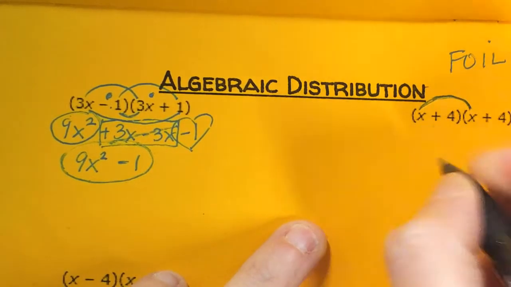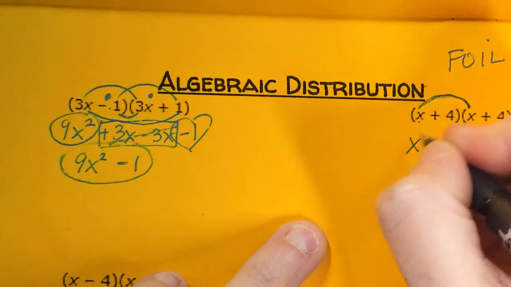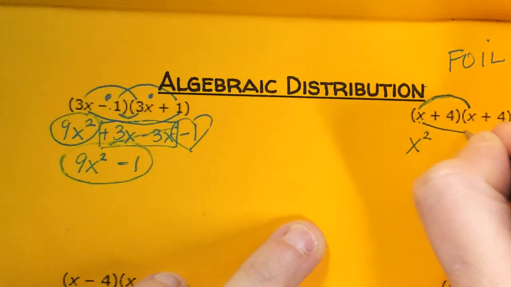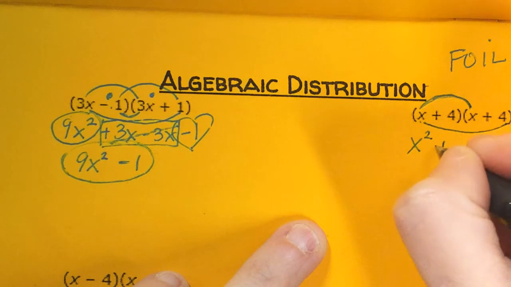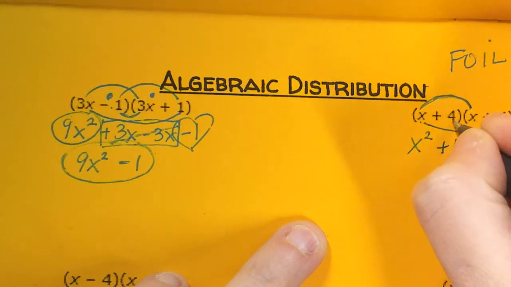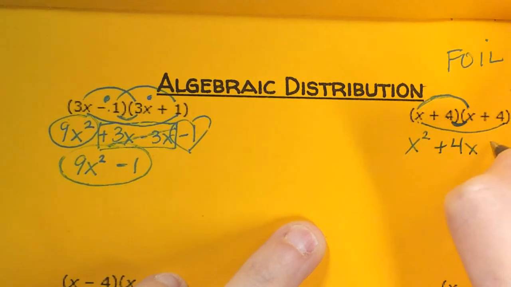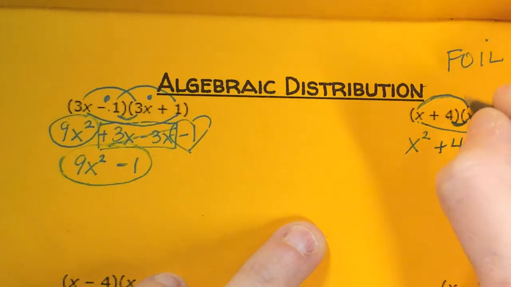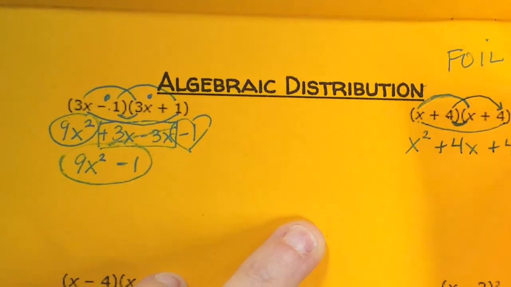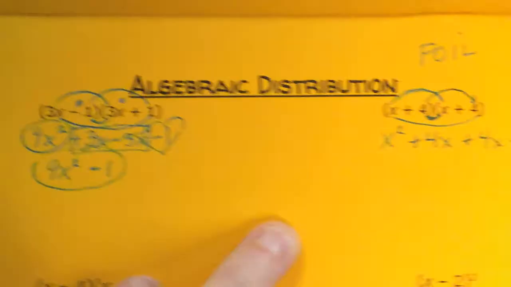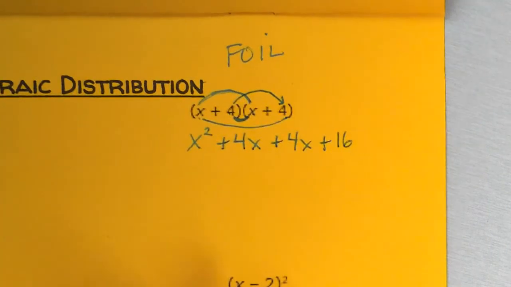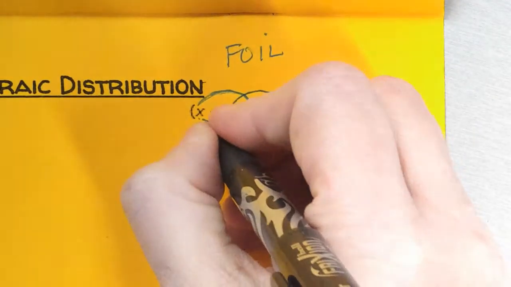So here's my first terms. x times x is x squared. My outside terms, x times 4 is positive 4x. My inside terms, 4 times x is another positive 4x. 4 times 4 is positive 16. Oops, sorry. Now you can see it. Positive 16. Now I combine my like terms.